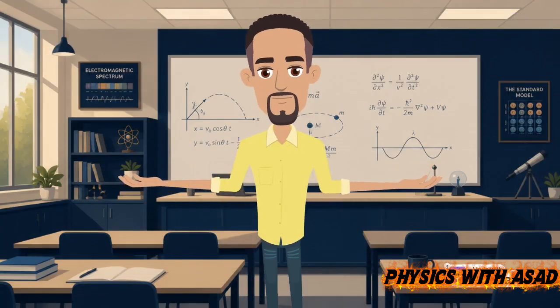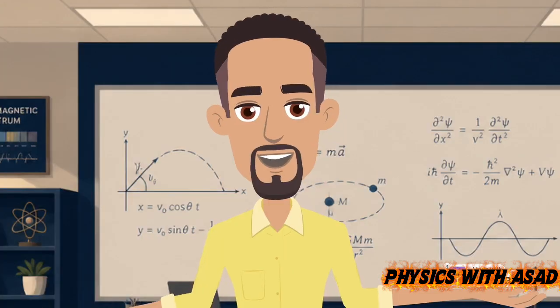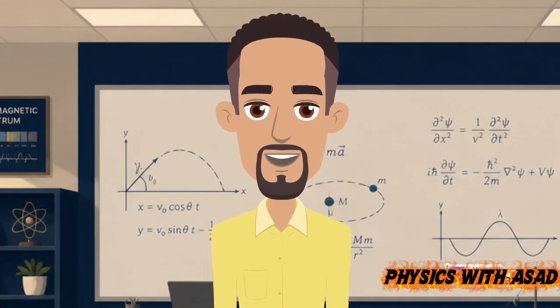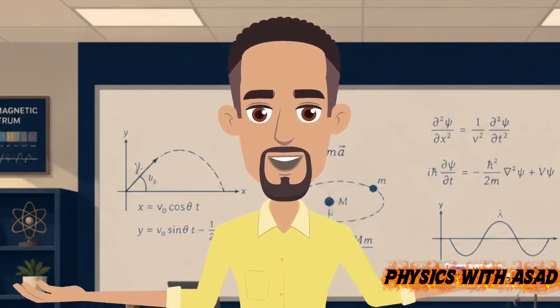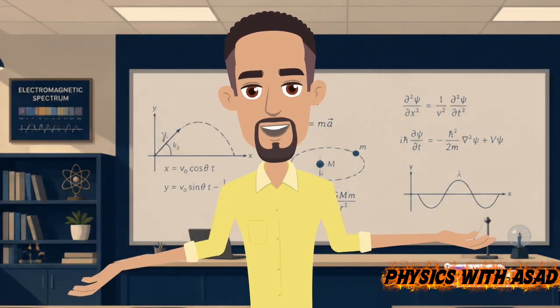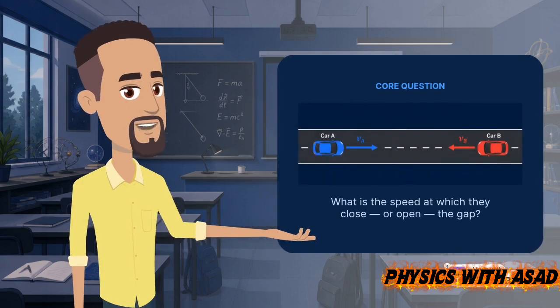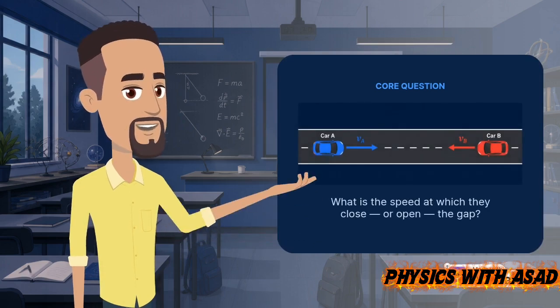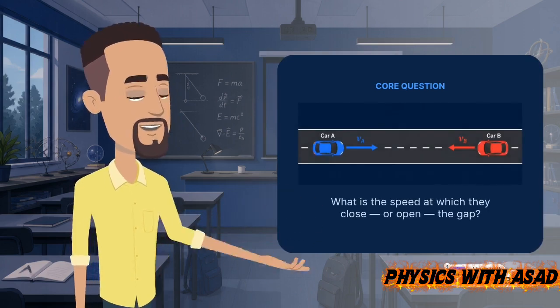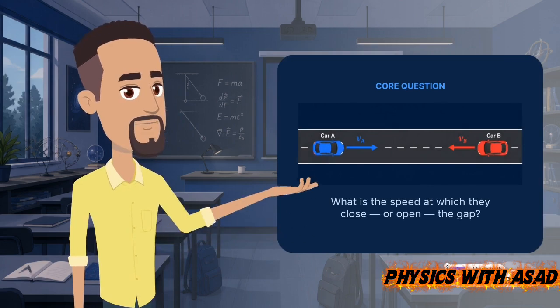Welcome. Today we explore one of the most elegant ideas in classical mechanics, relative speed. Specifically, how objects behave when they approach each other, and when they move apart. Here is the core question: if two objects are moving each with their own velocity, what is the speed at which they are closing the gap between them, or opening it?